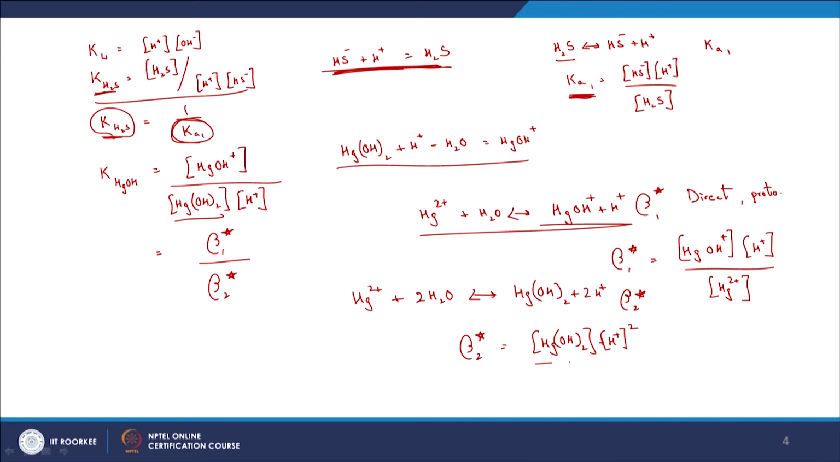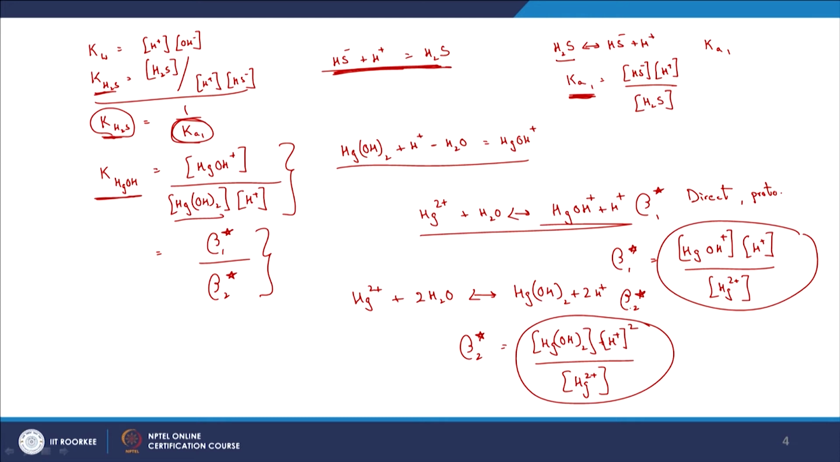So obviously, the division of beta 1 star by beta 2 star, what do you see? That is nothing but equal to this particular set of terms. So now again, I can express KHgOH in terms of beta 1 star by beta 2 star, right? So look at this, dividing beta 1 star by beta 2 star, what would that lead to? This particular set of variables, right? So I now have KHgOH. So similarly, I can calculate the relevant coefficients in terms of standard coefficients, right?